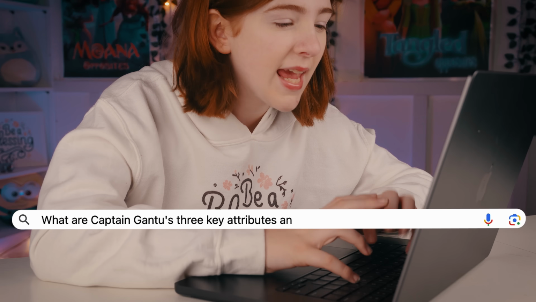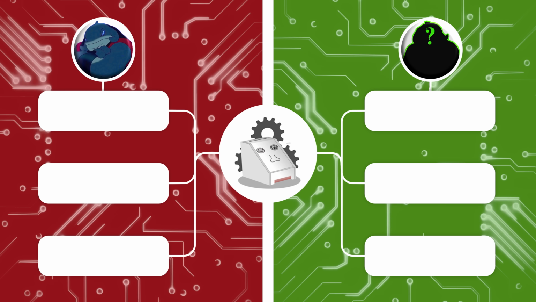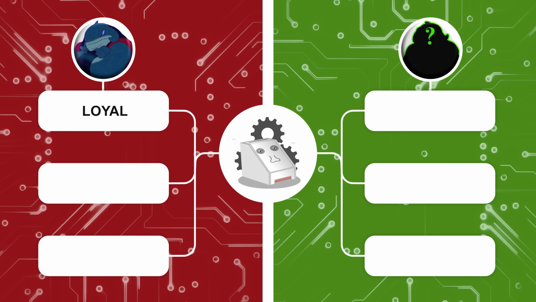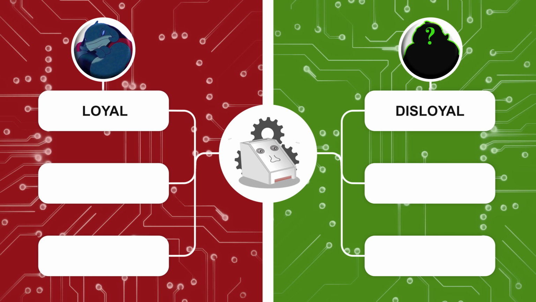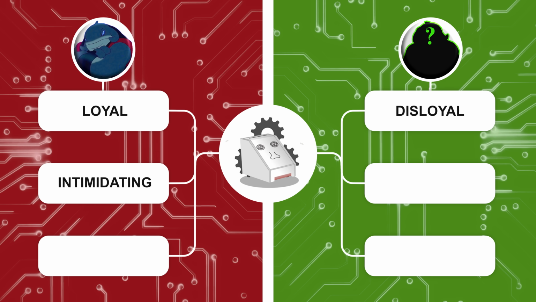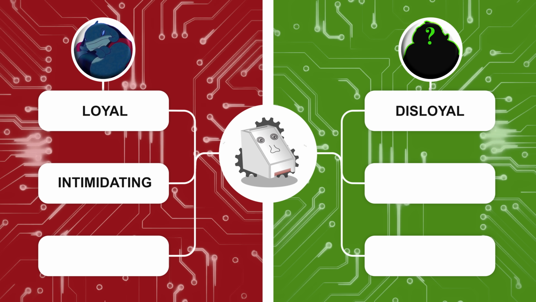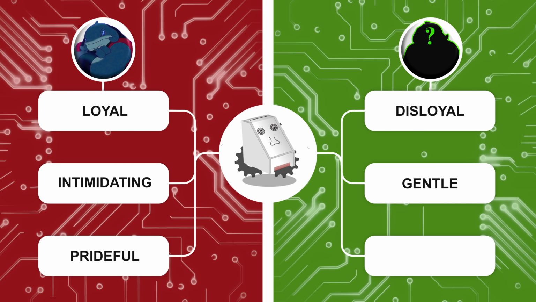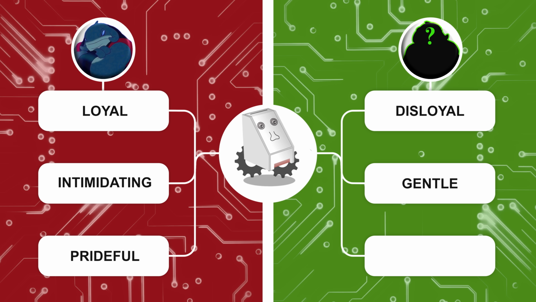Okay, Craig, what are Captain Gantu's 3 key attributes and key colors? Gantu's first key attribute is loyal, and the opposite of loyal is disloyal. His second is intimidating, and the opposite of intimidating is gentle. His third is prideful, and the opposite of prideful is humble.